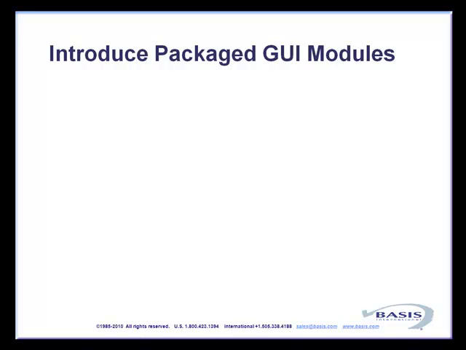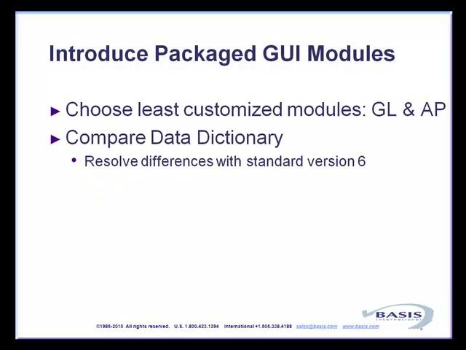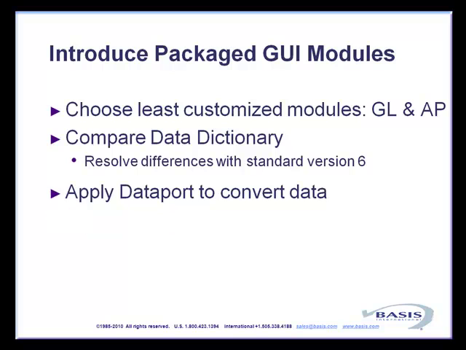How did we introduce these packaged GUI modules? In our case, we chose the least customized modules, General Ledger and Accounts Payable, and decided to integrate those to our customized character-based version of add-on 6. First point we wanted to do was compare the data dictionary and resolve any differences with the standard version 6. So we may have made some subtle changes to the General Ledger and the Accounts Payable. We wanted to make sure that that data dictionary was aligned with the new versions.